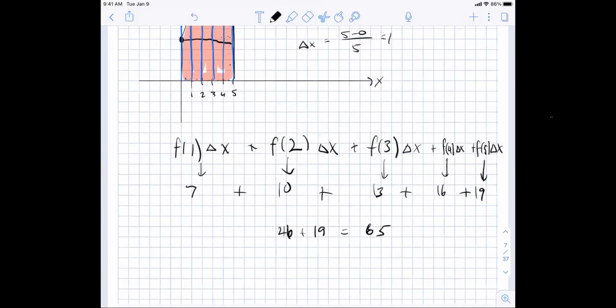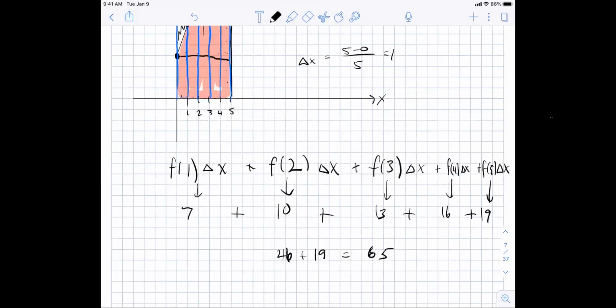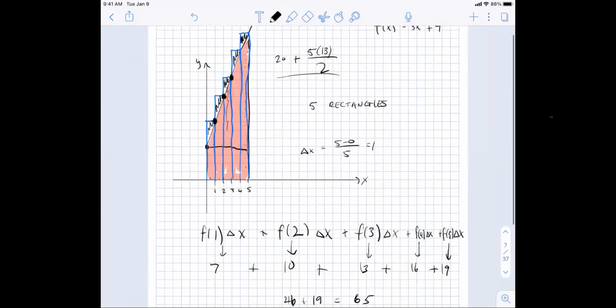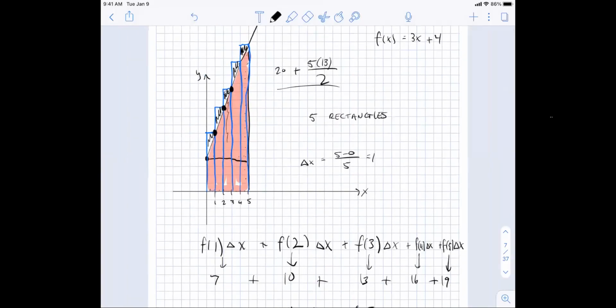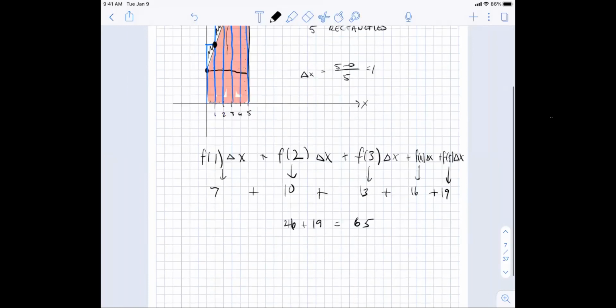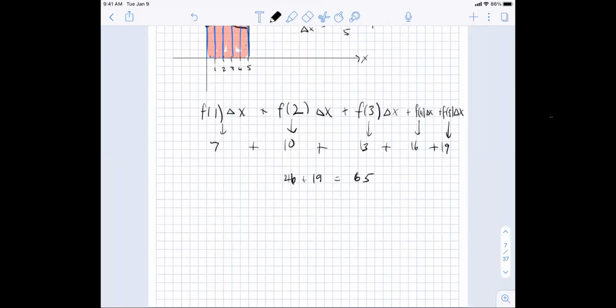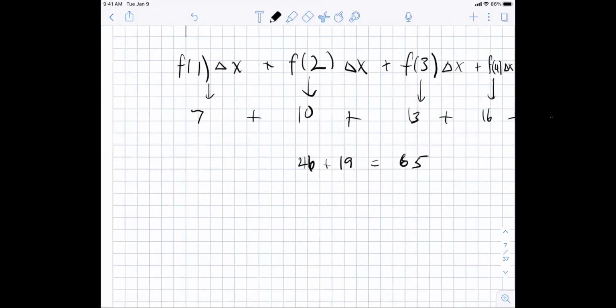Questions on that? Any questions about estimating area with either a left or a right hand sum? With the left hand sum, you just use the left edge. If they give you a fixed n, that's it. You just do this. It's as simple as calculating the area of a bunch of rectangles and then adding it up.